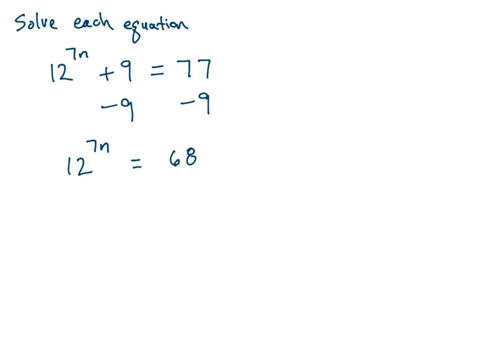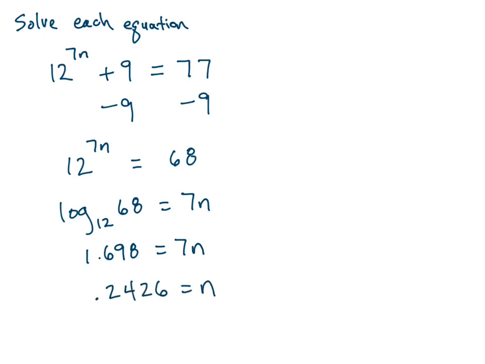And then once we do that, now we can convert that to logs. So log base 12 of 68 equals 7n. And then now I can worry about that whole 7n. I can divide both sides by 7. Now I still have to do change of base on that left side to get that 1.698. That's log of 68 divided by log of 12 on your calculator. Once you've done that, you can divide both sides by 7 to get 0.2426, and that would be the solution to that equation. So if you have extra stuff in the exponent, just do that at the end after you've gotten it out of that exponent.